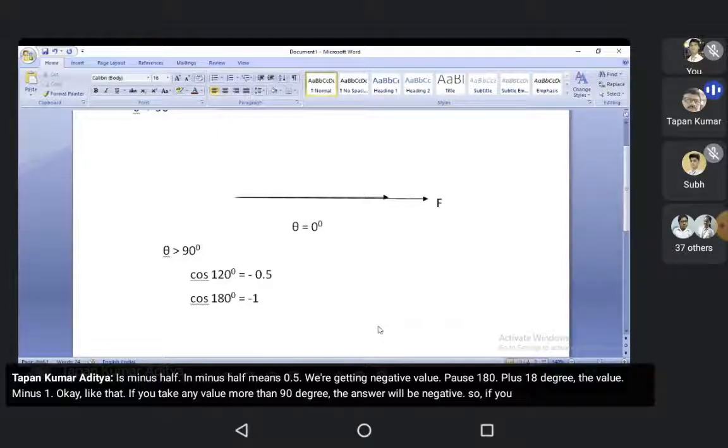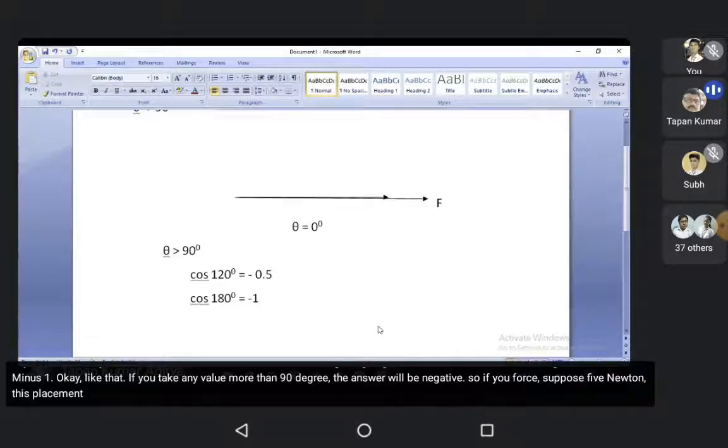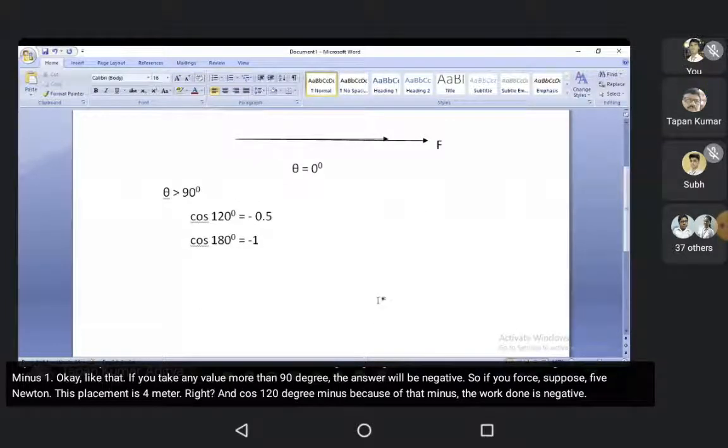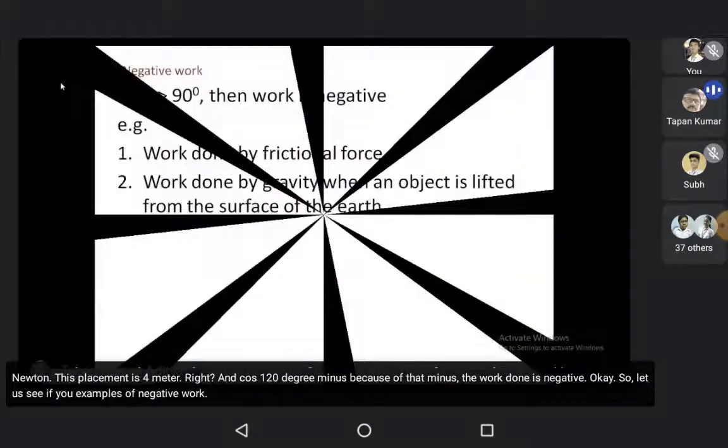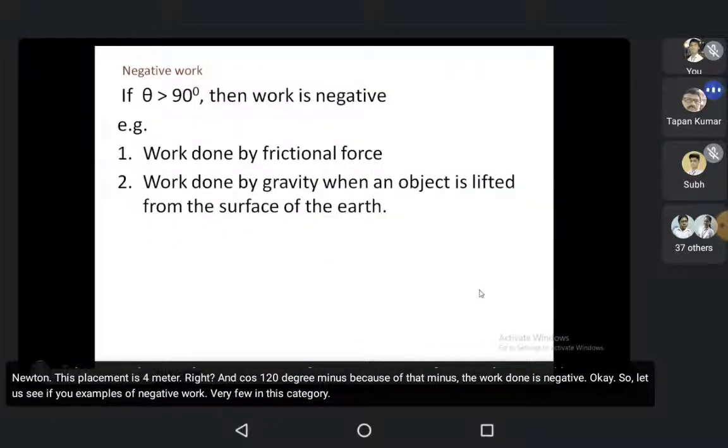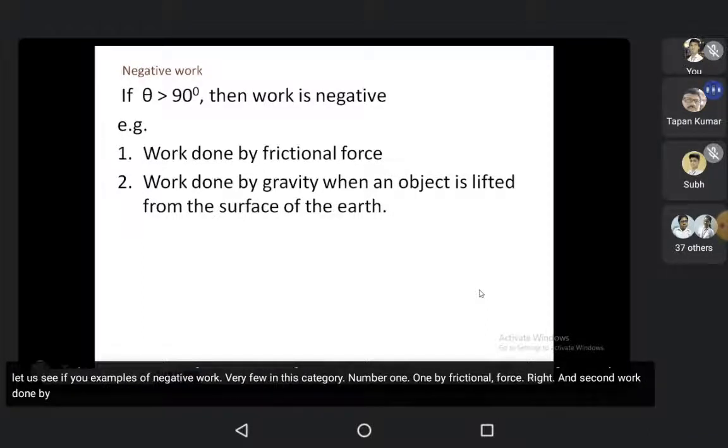So if your displacement is 4 meter, and cos 120 degree, because of that minus, the work done is negative. Okay? So let us see a few examples of negative work. Very few in this category. Number one, work done by frictional force. And second, work done by gravity when an object is lifted from the surface of the earth.